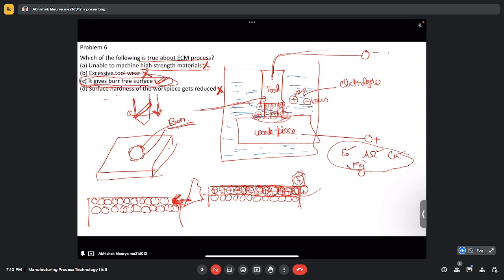Okay, is it clear? Okay, you can ask me if there is some doubt. Otherwise, we will move to the next problem. Okay, we will move to the next problem.